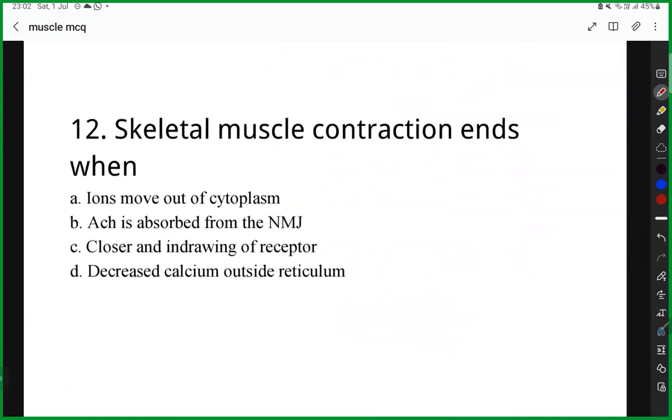When will your skeletal muscle contraction end? When the ions move out of the cytoplasm? No. When the ions move from the cytoplasm into your sarcoplasmic reticulum. So that is number one. Acetylcholine absorbed from the NMJ.